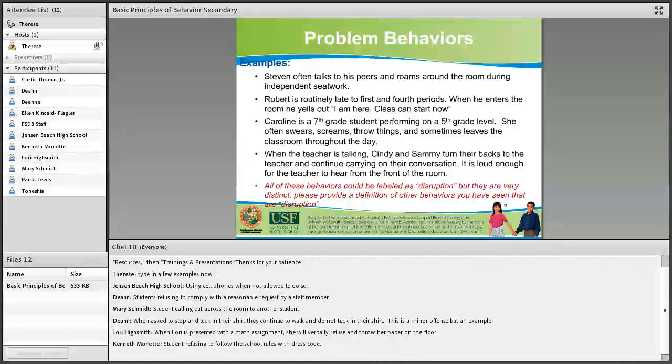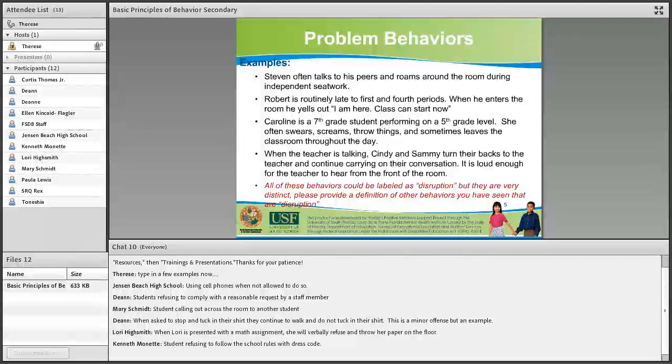Let's see. When Lori is presented with a math assignment, she will verbally refuse and throw her paper on the floor. Excellent. So she says, "No way, Jose," and she tosses the paper to the ground. Kenneth's example, student refusing to follow the school rules with dress code.